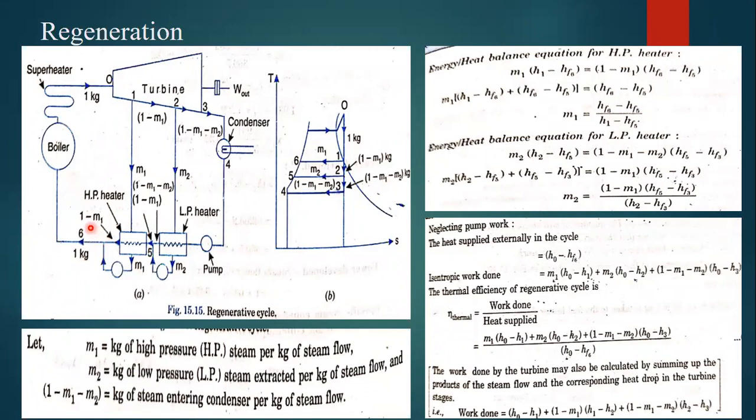So how much are we left with? At the end of this we have 1 minus m1. Again we add this m1 kg. So minus m1 plus m1, finally we are going to have 1 kg.